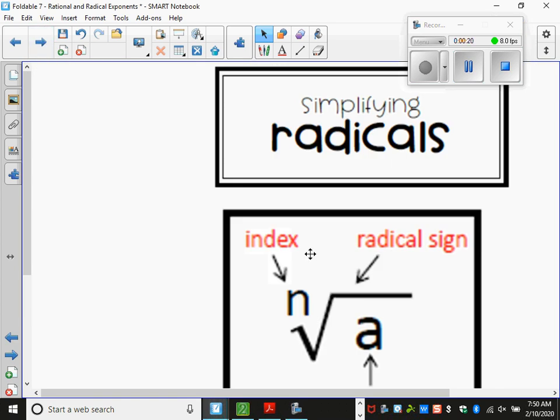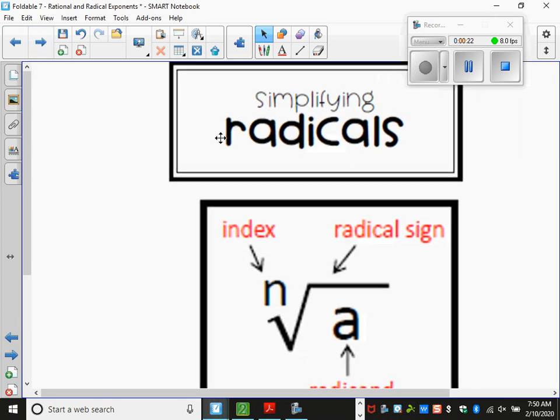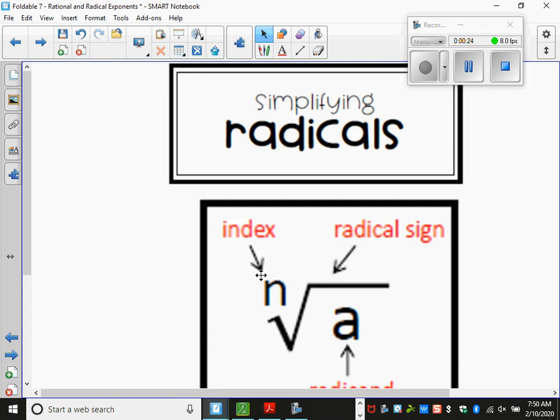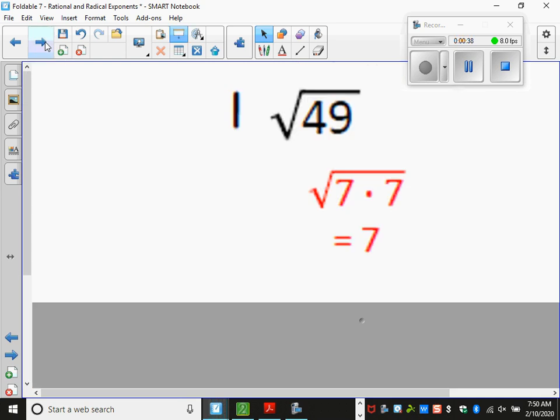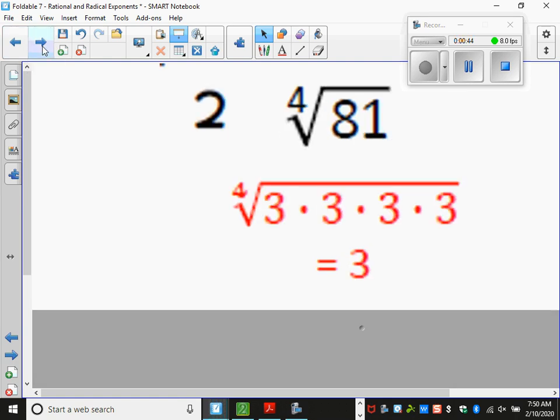Okay, so when we started our radical unit, we talked about the number that's inside of here, which is called your index. We already know the number under here is called your radicand. And of course, this is the radical itself. You've got to know the parts of a radical. All right, so obviously we know how to simplify them. When they're perfect squares, you don't even really have to break them down.